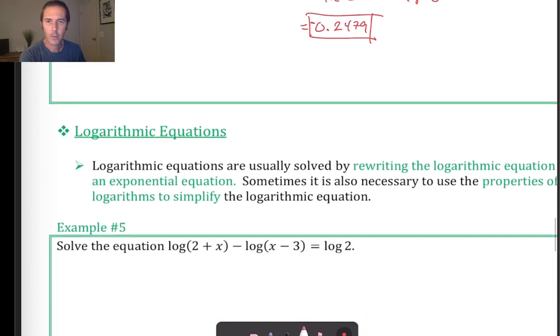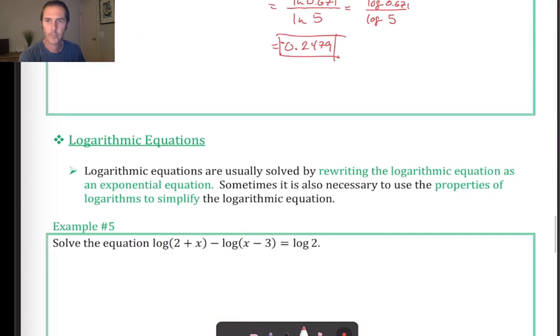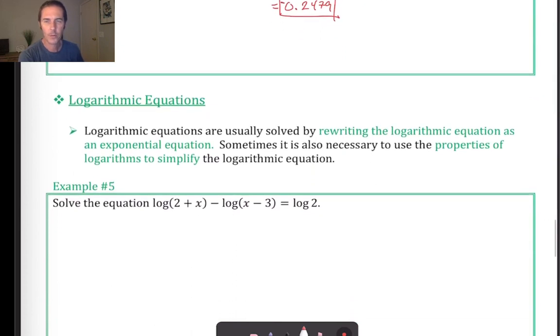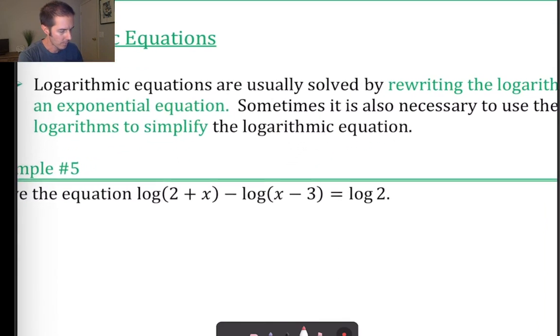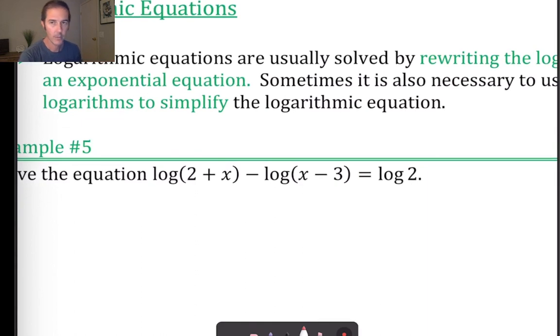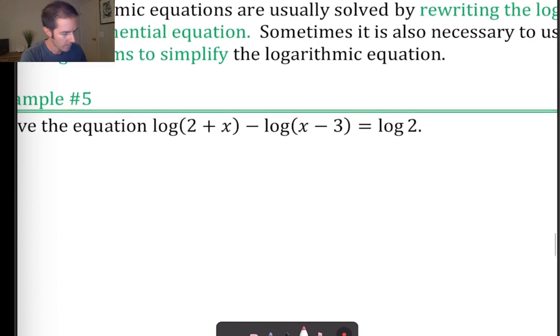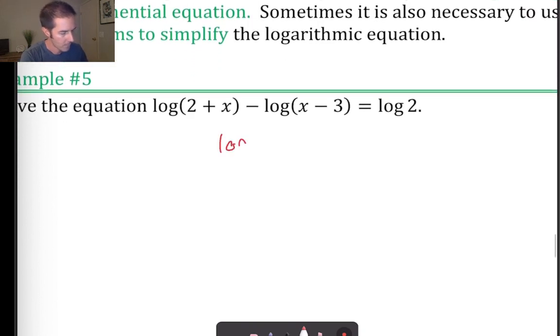And then we run into logarithmic equations. No surprise, these are equations that involve logarithms, and often we're going to have to use some of the properties that we've already explored in order to solve these statements. For example, on the left-hand side of example number 5, I have a pair of logs that are separated by a minus sign, so I'm going to use the reverse quotient rule to rewrite that as the log with an implied base of 10.